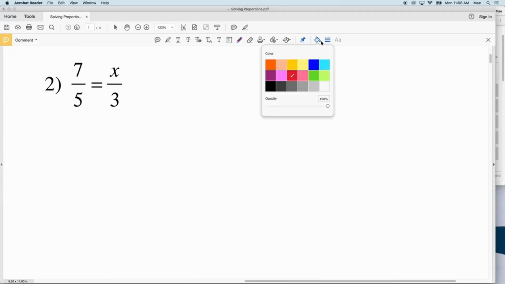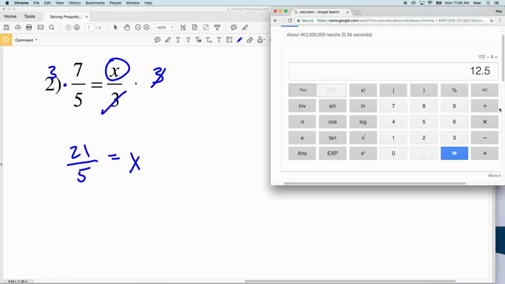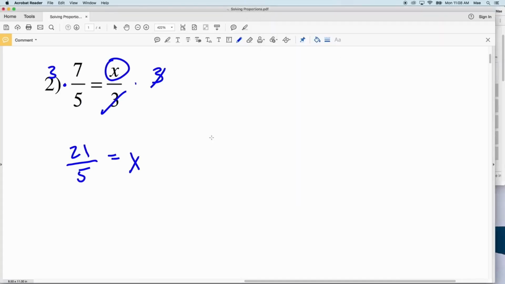Number 2, in order to isolate the x now, we're going to multiply by 3. Multiplying by 3, 3 times 7 is 21, and that's all over 5, and that's equal to x, since 3 divided by 3 is 1, and x times 1 is x. Now to our calculator, we're going to type 21 divided by 5, and get 4.2 as the solution for number 2.